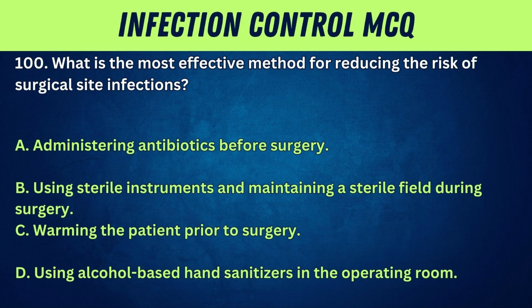100. What is the most effective method for reducing the risk of surgical site infections? A. Administering antibiotics before surgery. B. Using sterile instruments and maintaining a sterile field during surgery. C. Warming the patient prior to surgery. D. Using alcohol-based hand sanitizers in the operating room.